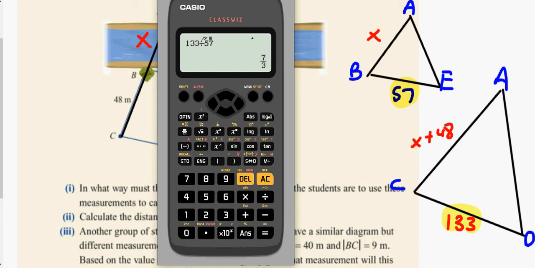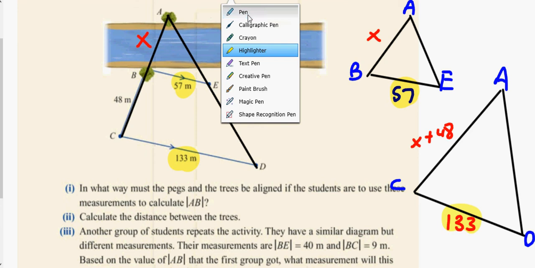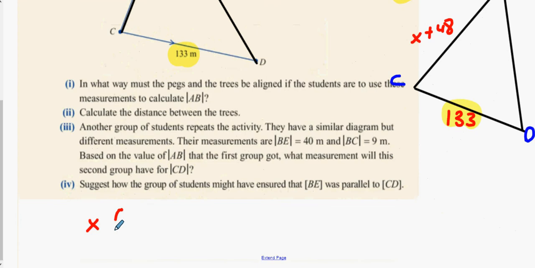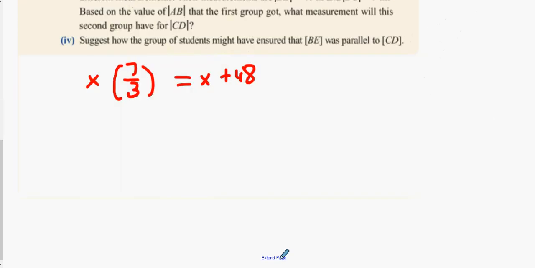So the big triangle is 7 over 3 times bigger than the small triangle. So, in essence, when you multiply x by 7 over 3, it results in an answer of x plus 48. And then what we can do here is cross multiply. So x times 7 is 7x over 3. But realistically, you can just multiply the 3 by x straight away.